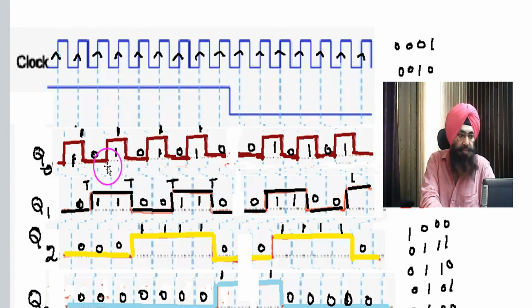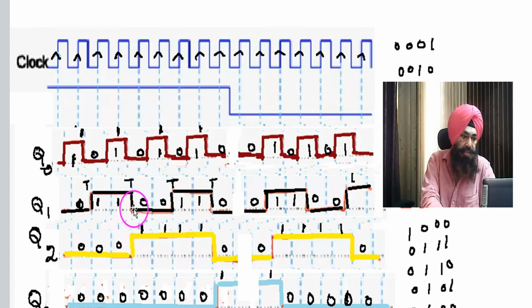Now what happened, the Q naught toggles for every rising edge of the clock, like this: 0, 1, 0, 1, and so on. Now the second one will toggle if it meets the rising edge as well as this being high. So the clock is high here, this is 1 here, so it toggles like this. Now this is 1 here, rising edge here, toggles 1 to 0.